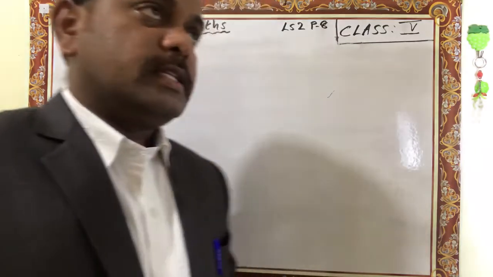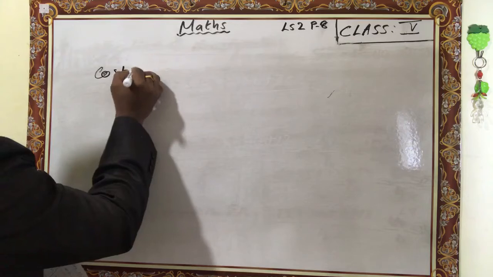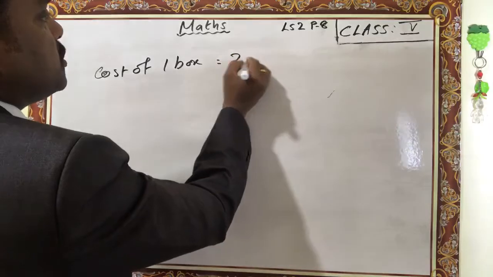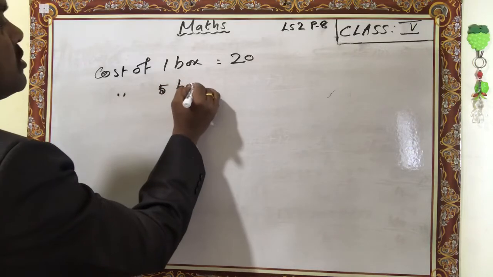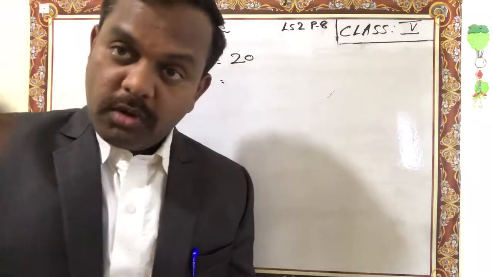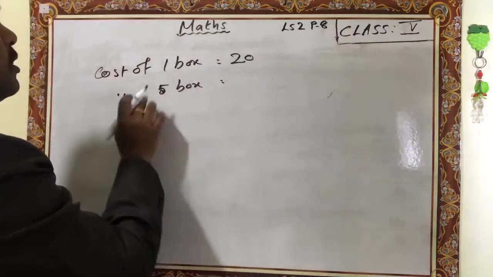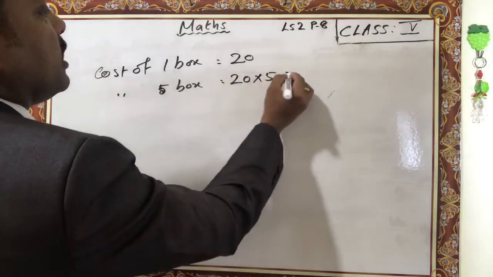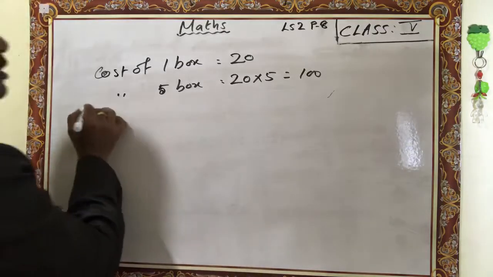For example, see the first item. Cost of one box is given. Cost of one box is equal to 20 rupees. What is the cost of 5 boxes? Cost of one object is given, cost of more objects is the question, so you have to multiply. Cost of one box is 20 rupees, so the cost of 5 boxes is 20 into 5, 100 rupees.